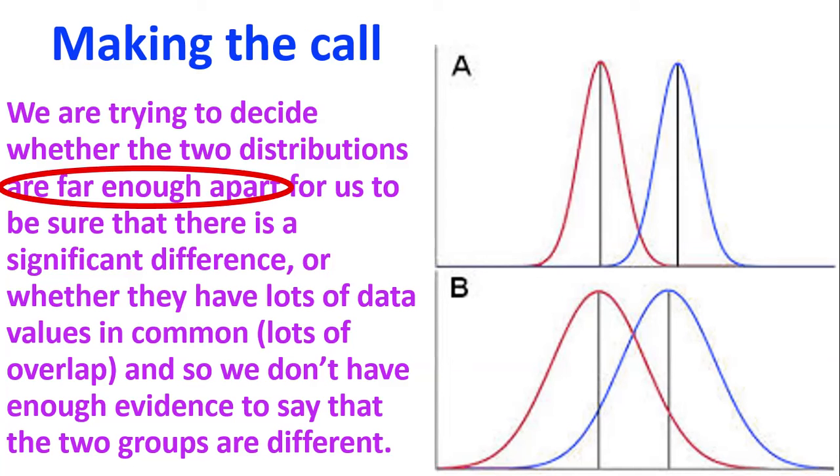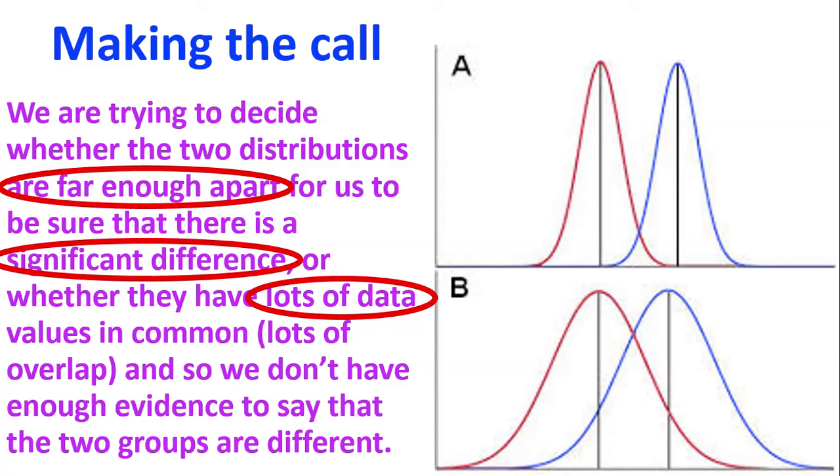So what we're trying to do is decide, are our 2 distributions far enough apart? So are they close together? Are they far enough apart for us to know that there is a significant difference, that definitely there is a difference? Or do they have lots and lots of data values in common? So there's lots of overlap. So that means we don't have enough evidence to say that the groups are different.